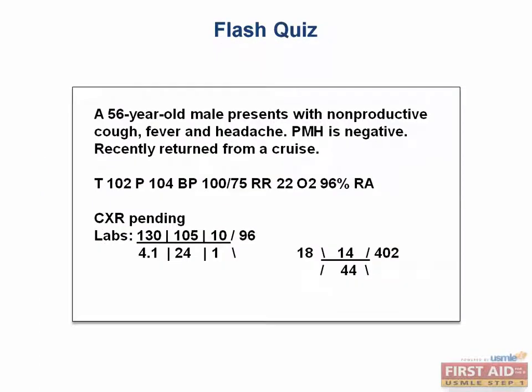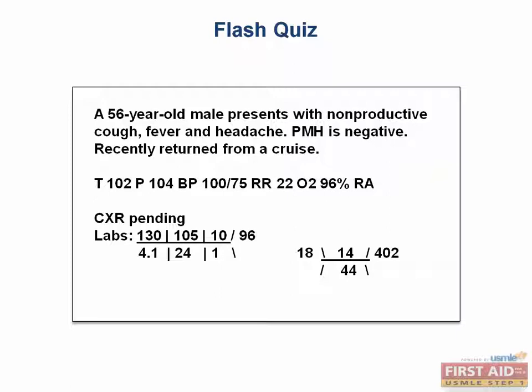Okay, time for another flash quiz. This one is a clinical vignette. A 56-year-old man presents with a couple days of non-productive cough. He also has some fever and headache. No real past medical history, but he does mention that he recently returned from a cruise. Okay, he came back from a cruise.